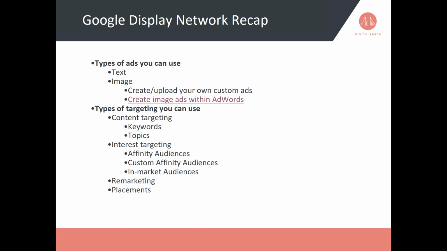The next type of targeting that we can use on the display network is called interest targeting. There's three different forms of interest targeting. Interest targeting targets users based on their search history. The three different kinds are affinity audiences, which are audiences that Google sets up, custom affinity audiences, which are audiences that you can set up, and then in-market audiences is another one that they have internally at Google. Again, we'll review exactly how those work once I get to that slide.